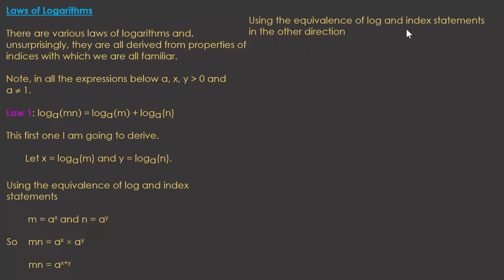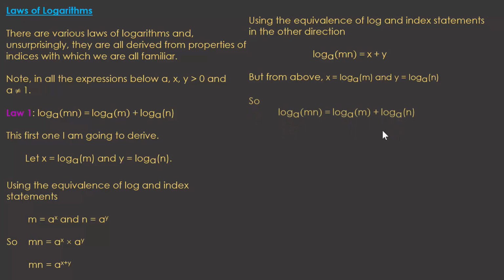Using the equivalence of log and index statements in the other direction, we can then say that log to the base a of m times n is x plus y. But from above, x was log m and y was log n, and therefore log mn is log m plus log n, provided that the bases are the same all the way through.